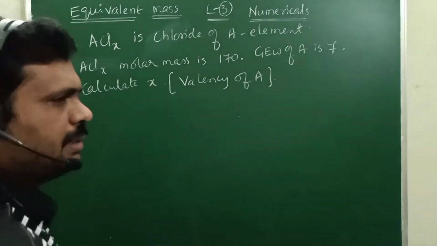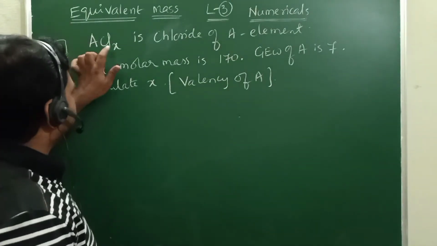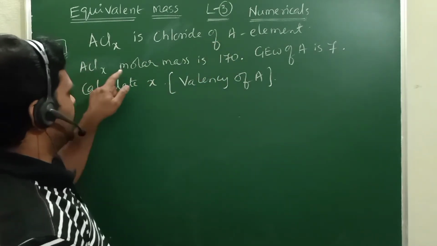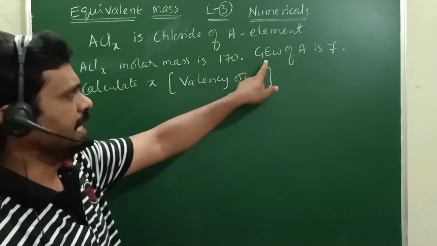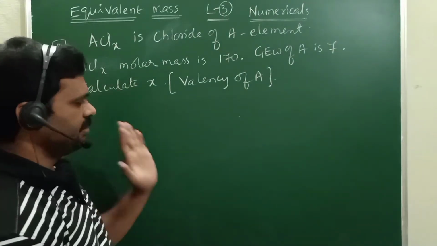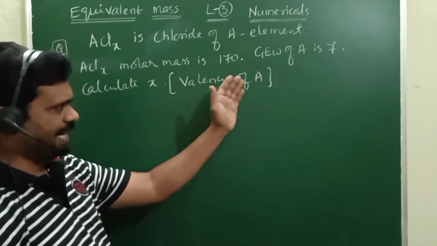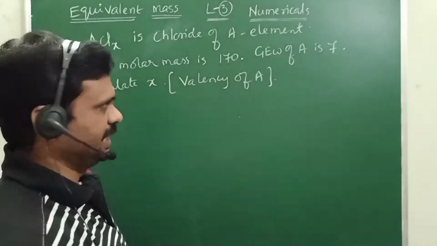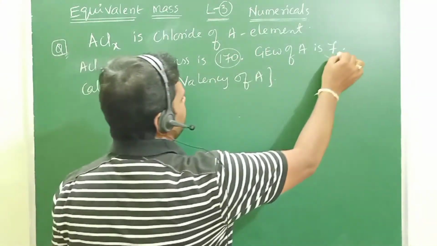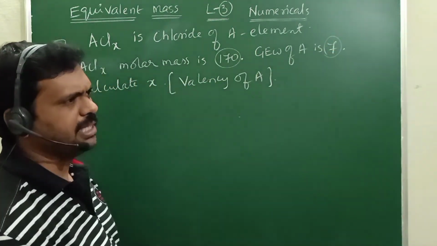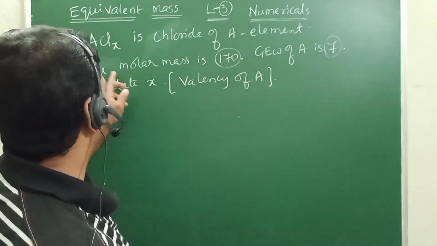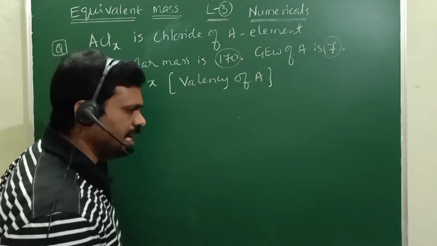Right. The next numerical is that AClX is a chloride of capital A element. AClX molar mass is given as 170 and gram equivalent weight of capital A element is 7. Calculate the X value, that is nothing but the valency of A, or the n factor, he is asking. Now here two data are given. One is 170 and second one is 7. 7 is the gram equivalent weight of capital A and 170 is the molar mass of the AClX.